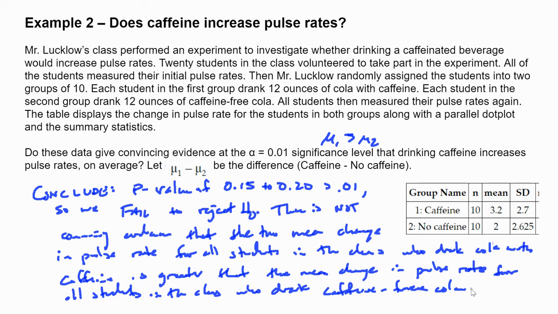Okay, so basically, based off this, we're saying that the caffeine didn't raise their pulse rates enough to show a significant difference. So again, p-value of 0.15 to 0.20 is greater than 0.01, so we fail to reject the null. There's not convincing evidence that the true mean change in pulse rate for all students in the class who drank cola with caffeine is greater than the true mean change in pulse rate for all students in the class who drank caffeine-free cola. And there we go. There is our significance test for a difference in means. Again, one problem in your homework. Best of luck. Ask questions if you have them.